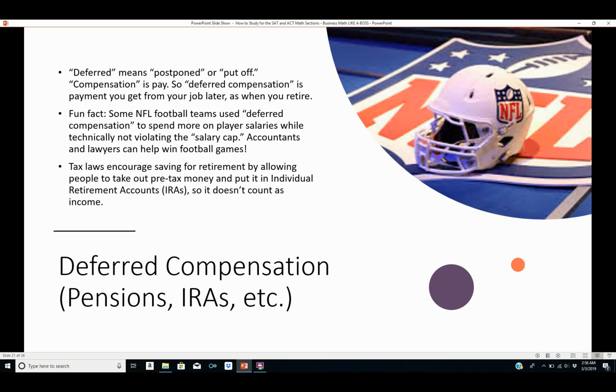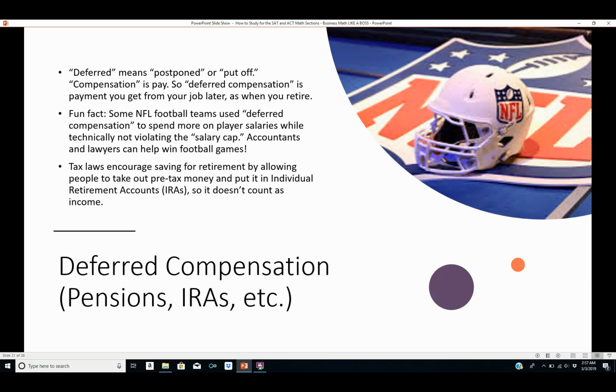Fun fact, some NFL football teams use deferred compensation to spend more on player salaries while technically not violating the salary cap. So accountants and lawyers can help win football games. I believe that's what the San Francisco 49ers did a long time ago when the salary cap first came out. Other teams, like the Buffalo Bills, ran into high salary caps, whereas the Niners said, well, we can pay you this money as deferred compensation, so technically we're not paying it to you now, so it doesn't count for salary cap purposes. So again, tax accountants and lawyers can win football games.